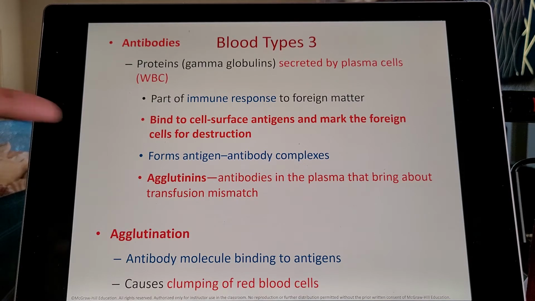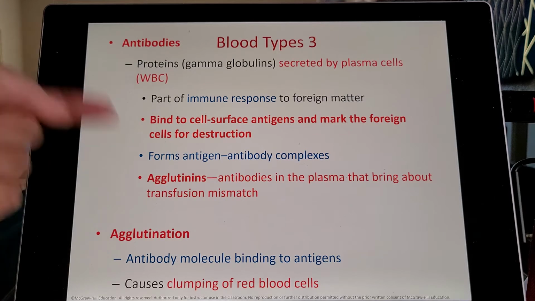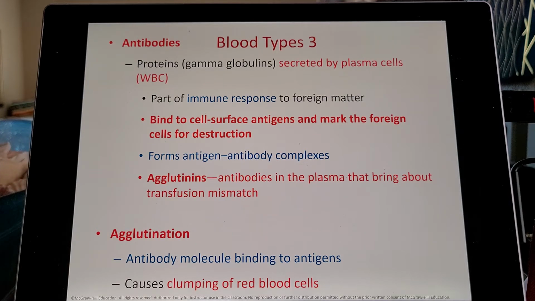Okay, so these antibodies bind to cell surface antigens, whether it is foreign blood or a foreign bacteria or foreign virus, marking that cell for destruction. So we have other types of blood cells. They are like Kill Bill Volume 7. Like their job is to just kill stuff. It's like, oh, foreign enemy, let's go get it. Okay, so when those antibodies bind, they form an antigen-antibody complex, and that marks it for destruction. So the antibodies specifically for our foreign red blood cells are all called agglutinins. So that is their specific name for the antibodies against the other blood cells.